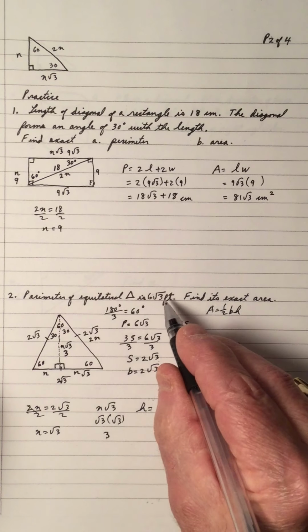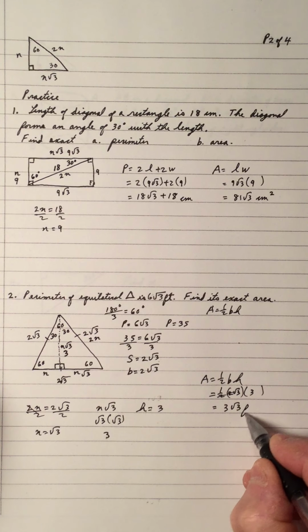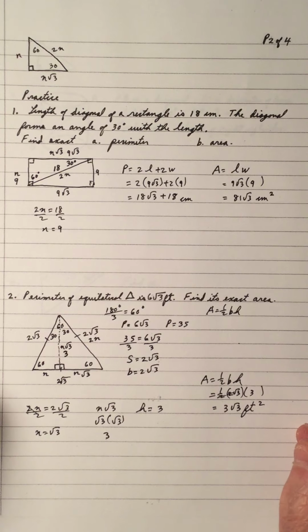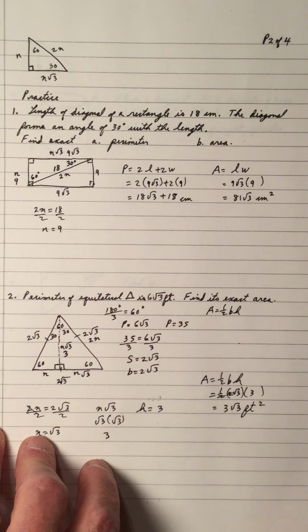And the area, it's in feet. So the area is square units, so it's square feet. So 3 root 3 square feet.